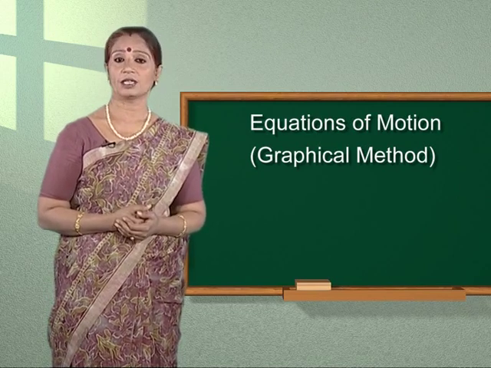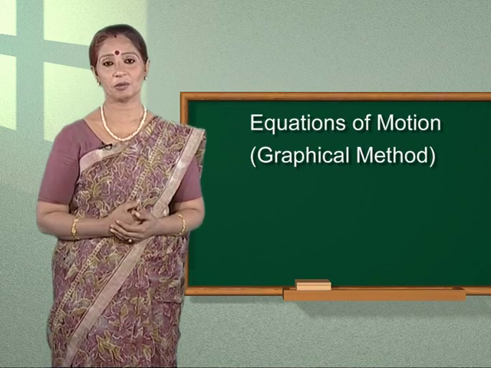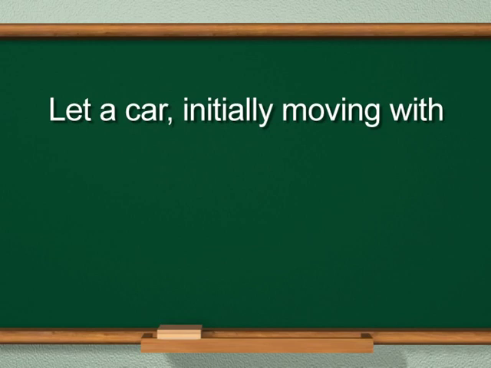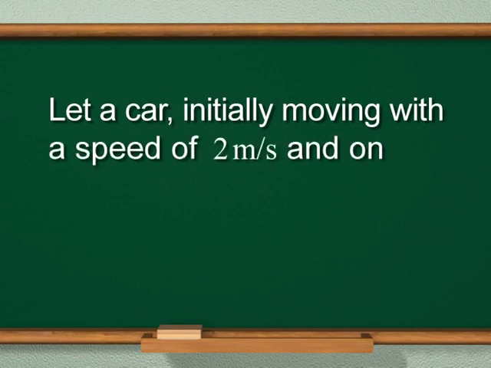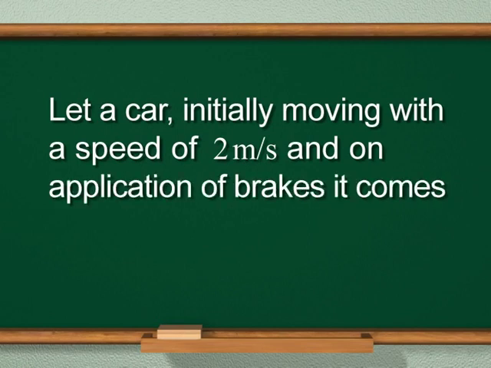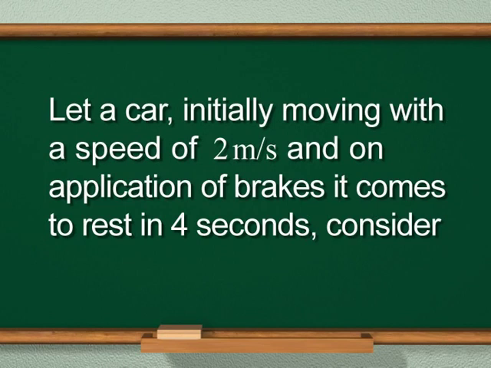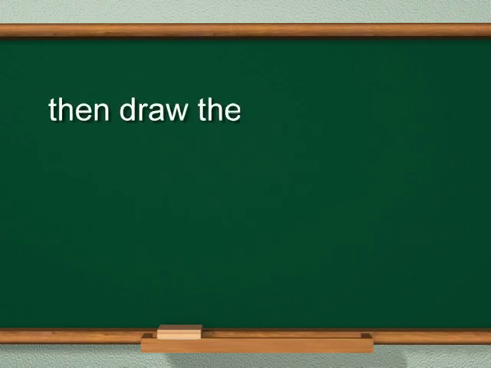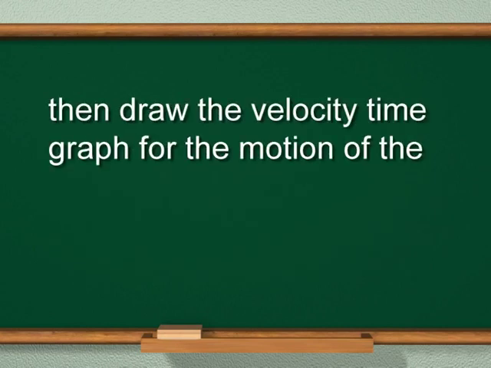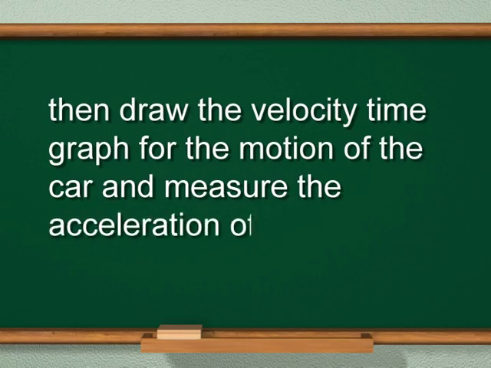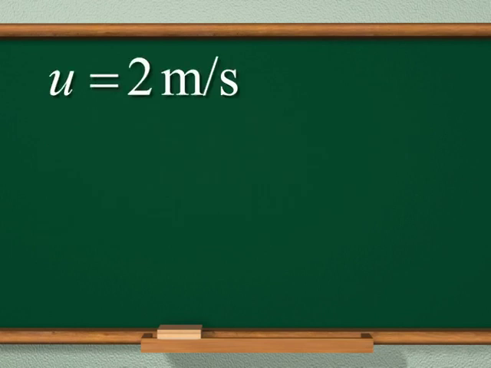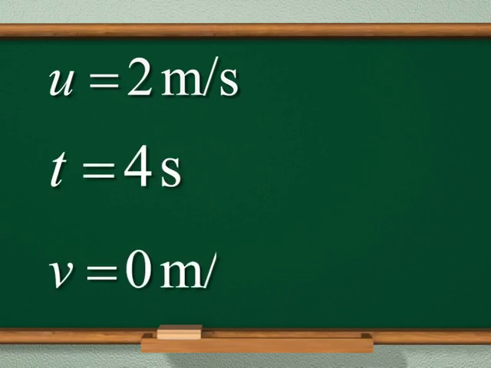To show how it helps, let us try a numerical problem based on this relation. Let a car initially moving with a speed of 2 meter per second and on application of brakes, it comes to rest in 4 seconds. Consider the acceleration is uniform. Then draw the velocity time graph for the motion of the car and measure the acceleration of the car. Here, initial velocity of the car is 2 meter per second and after 4 seconds, final velocity becomes 0.